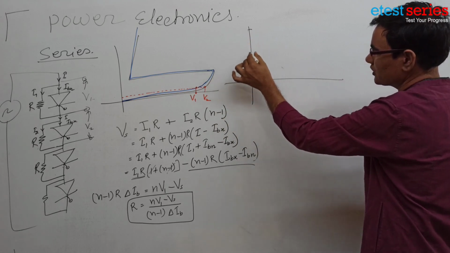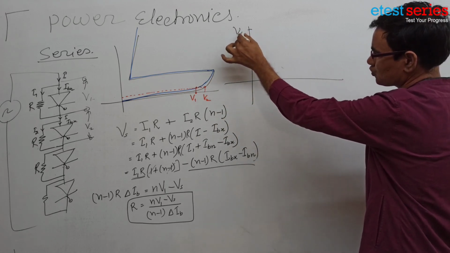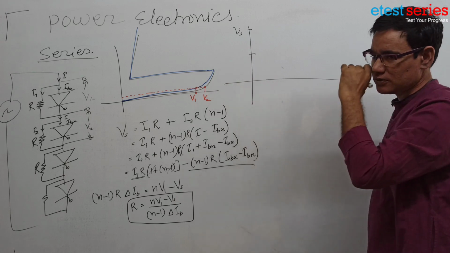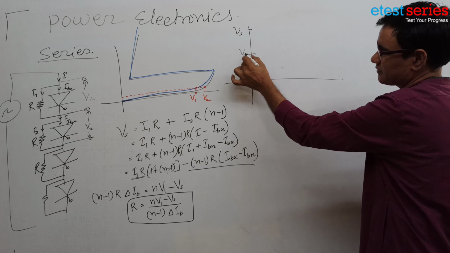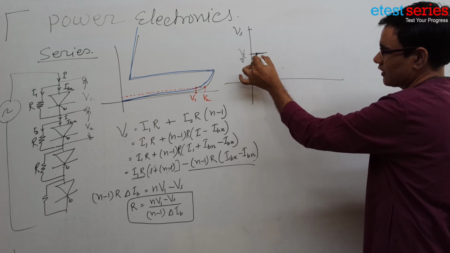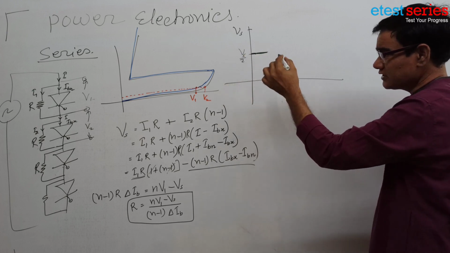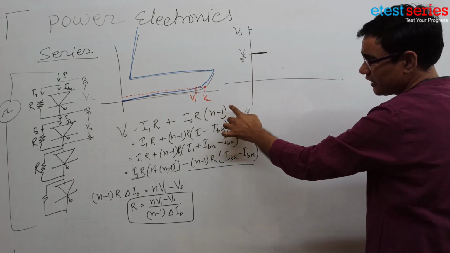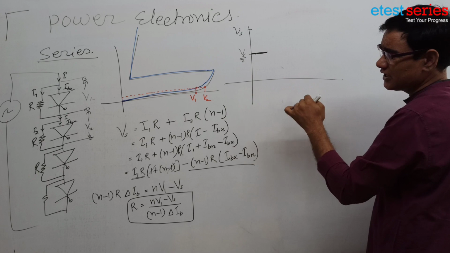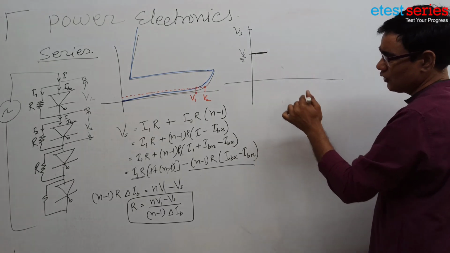Suppose two SCRs are connected, so this is the source voltage and the voltage across each is Vs by 2. One SCR, SCR 1, is having the voltage less and SCR 2 is having the voltage higher. So when the gate signal is provided to both of them, V2.